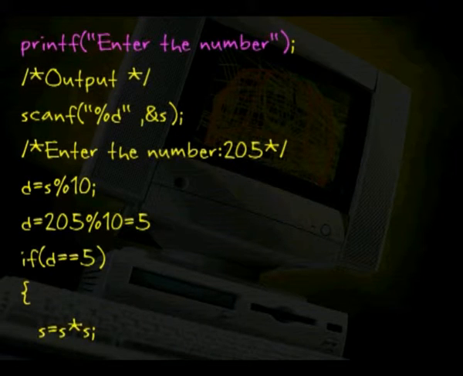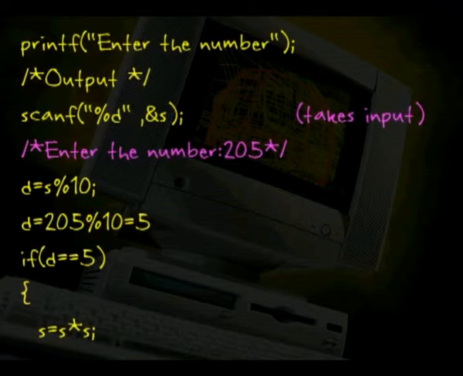So here is where the actual logic of the program starts. We use printf: enter the number. So printf is nothing but to display some output on the screen. If you see, I have given the output in commented lines. Every printf should be followed by a scanf statement which allows the user to give the input and the system to accept the input. So this is how the output will be: enter the number, and I have given an example of 205. So here if you see, the least significant digit is 5.